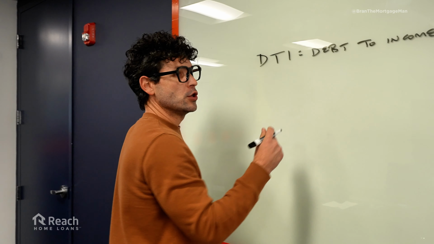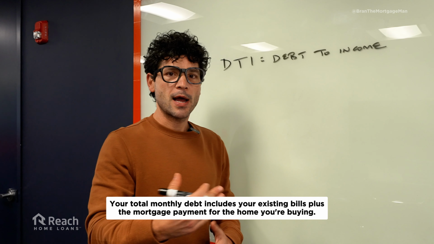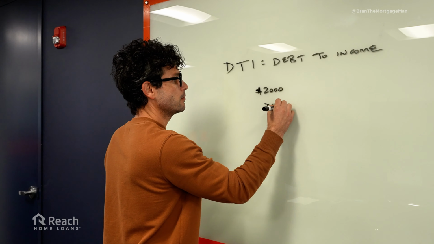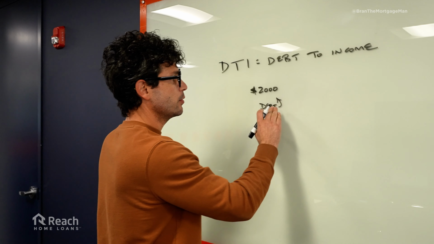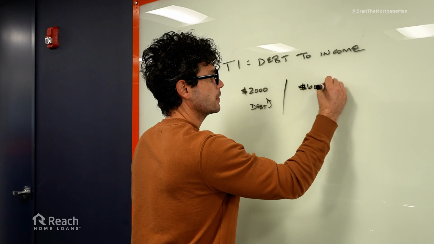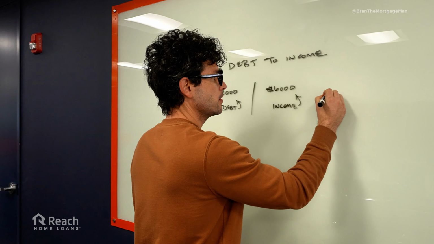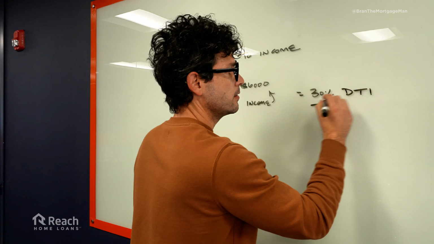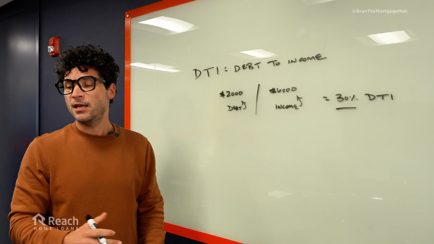Let's just say that your monthly debt, meaning your bills on a monthly basis, plus the new property you're buying, let's just say that number was $2,000. This is your debt. Not the balances on your debt, the payments on your debt. And then we do a comparison between that and your income. So let's just say your income was $6,000. Well, 2,000 into 6,000 would be 30%. This would mean that you have a 30% DTI, debt to income ratio, right? So that's what lenders mean when they say DTI.